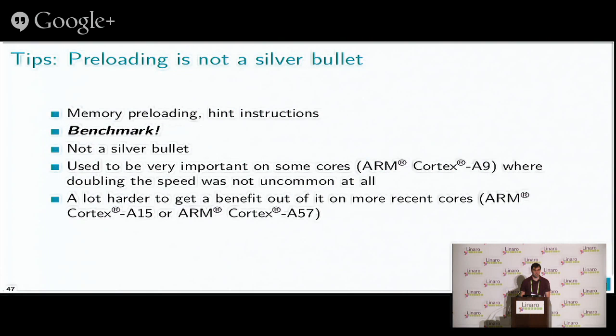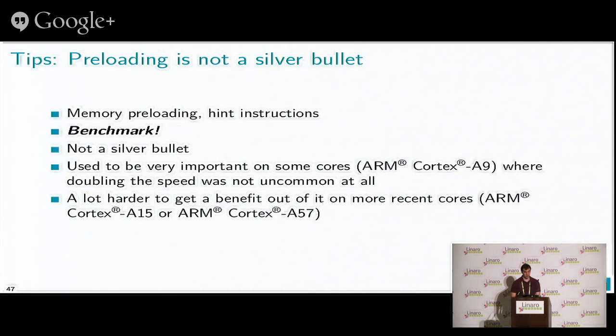And the last tip I'd like to give you is about preloading, which is not a silver bullet. Preloading is a hint instruction which you can use to hint the processor that you need data later. Please preload my data into memory, I'll need it later. The first obvious thing to say here is to benchmark. It used to be very important on some cores, for example, the ARM Cortex-A9, where it was not uncommon at all to just double the speed. You sprinkle a few preloading instructions, and suddenly you double the speed of your function.